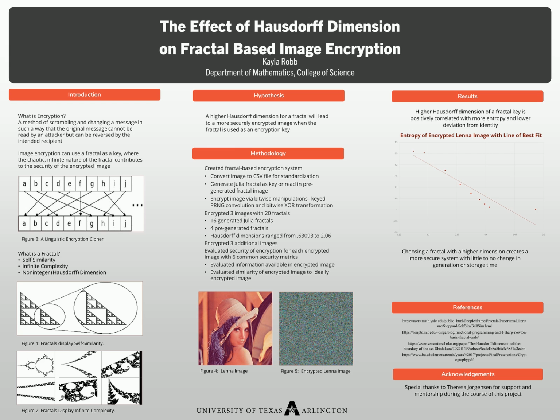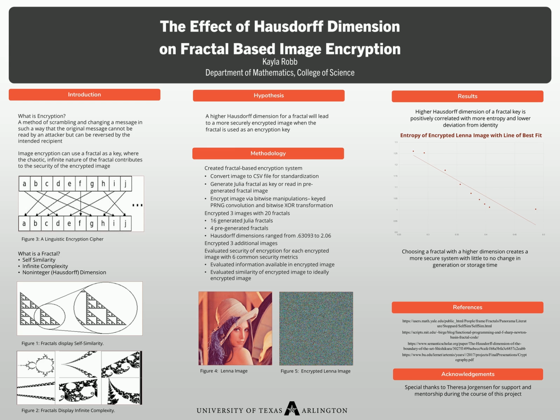I then encrypted and decrypted 3 test images with 20 different fractals, of which 16 were generated and 4 were pre-generated fractals. Based on encouraging initial results, I decided to take another sample of an additional 3 images and encrypt them with the same 20 fractals, resulting in around 120 samples and 6 distinct populations. After encrypting and decrypting the images, I used 6 common security metrics to gather information about how similar the images were to an ideally encrypted image, one that is totally random and has no deterministic properties.